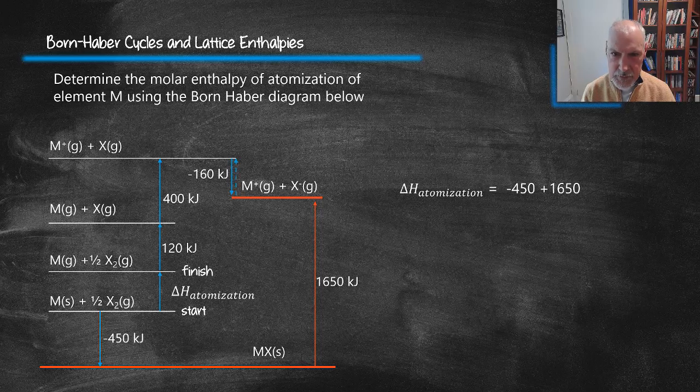So that means I have to reverse that sign and make that positive 160. My next step is to go down against the arrow, so I have to make that negative 400. And similarly, I have to go down in the next step, down 120. That then takes me to my finishing position, just a different path. I add these values up, and I get the heat of atomization is 840 kilojoules.